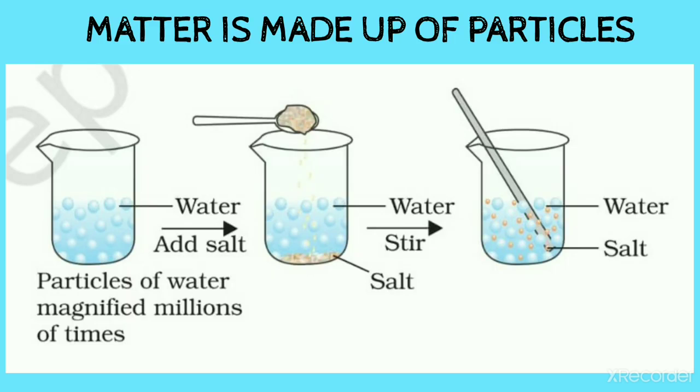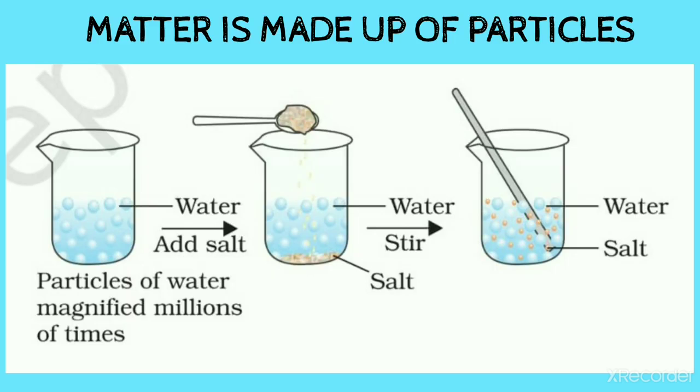For a long time, 2 schools fought about whether matter is made up of small particles or matter is continuous. Let us do an activity to find out. Take a 100 milliliter beaker, fill half of the beaker with water. Add sugar or salt and stir with a glass rod. Observe any change in water level.